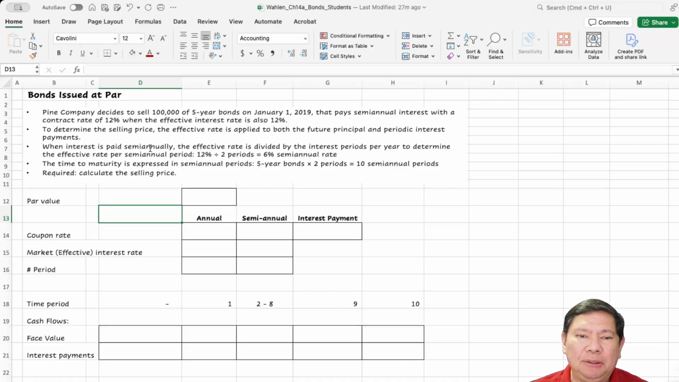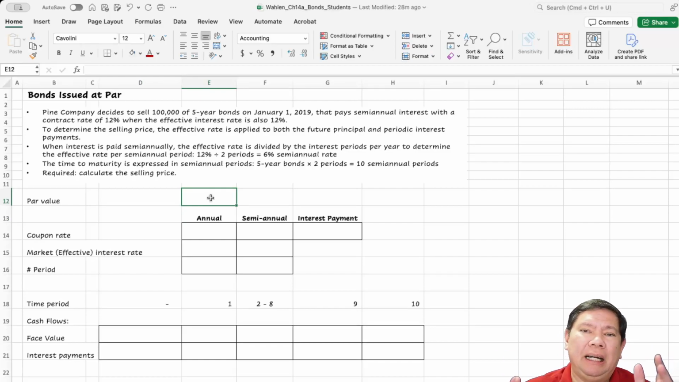This company decides to sell 100,000 of 5-year bonds on January 1st, 2019 that pay semi-annual interest with a contract rate of 12% when the effective interest rate is also 12%. So we know that when the contract rate or coupon rate and the market effective interest rate are the same, the bonds are issued at par. Okay, so the par value is 100,000.